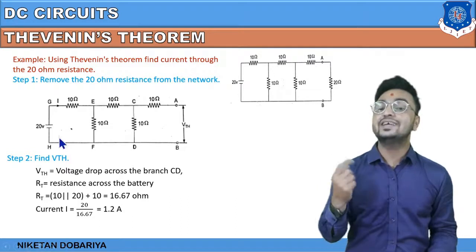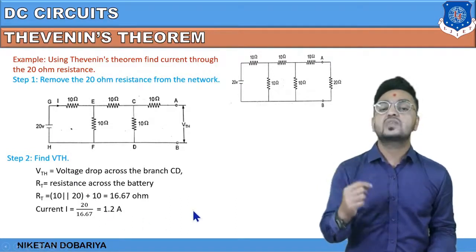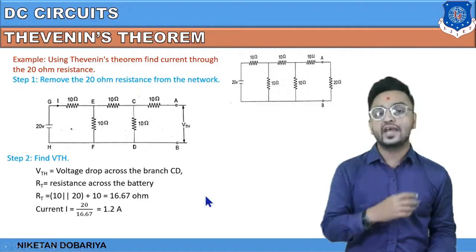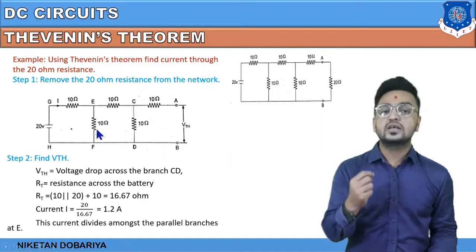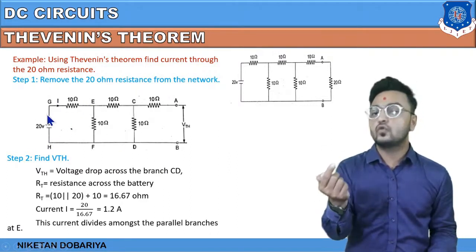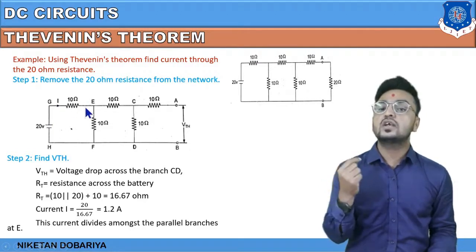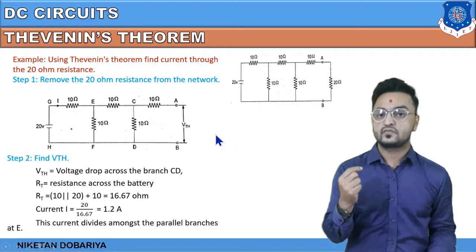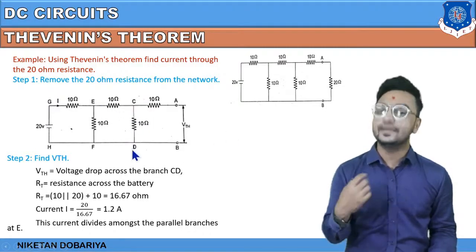Basically this 20 by this 16.67, and that is 1.2 ampere. So up to now we have a total current through this branch, which is flowing from this 20-volt source and this 10 ohm resistor. And now this total current will be divided in these two branches, and we need to find out the current through this branch E, C and D.